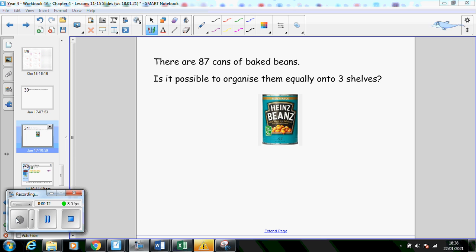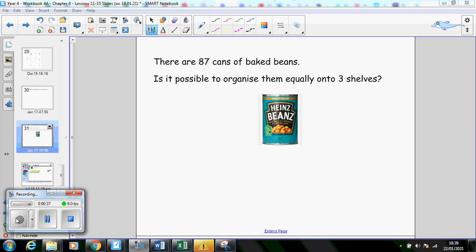There are 87 cans of beans. Is it possible to organise them equally onto 3 shelves? Well, I could start going 1, 2, 3. Put 1 can on each shelf. 4, 5, 6. 2 cans on each shelf. 7, 8, 9. 3 cans on each shelf.